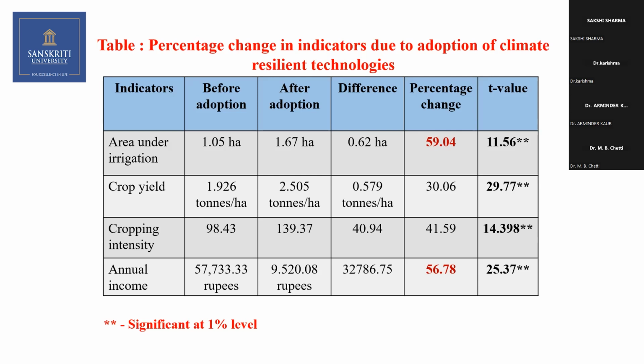Earlier they used to get actually 57,733.33 rupees per acre, whereas it has shifted to 9,520.08 rupees per acre or whatever it is. So there is an increase of 56.78% of annual income, which is statistically significant. This is a very good study, and because of climate resilient technologies they have adopted, their income has almost increased, not double, but at least increased by 56.78%.